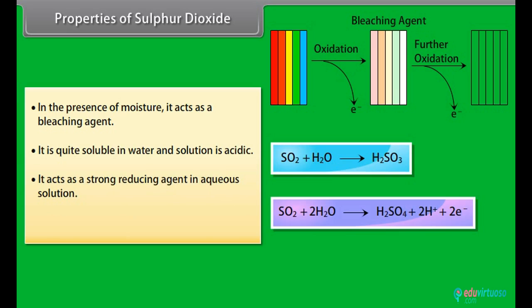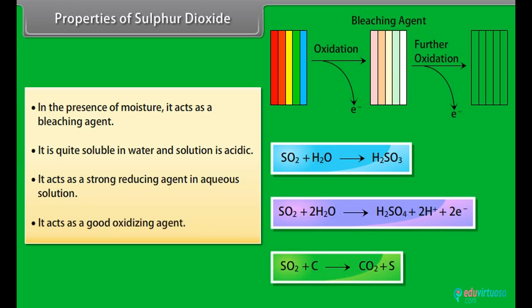It acts as a strong reducing agent in aqueous solution. It acts as a good oxidizing agent. For example, at 1000 degrees Celsius, it oxidizes carbon into CO2. Uses of sulfur dioxide. The important uses of sulfur dioxide are following.